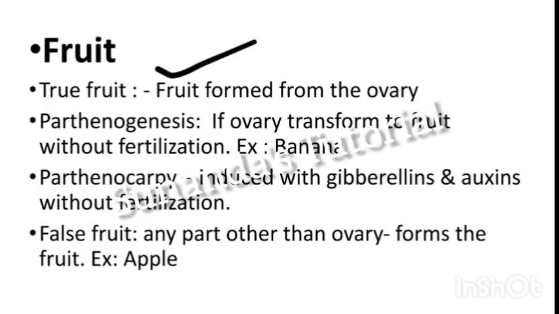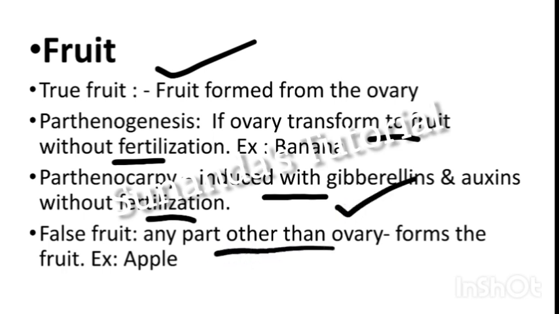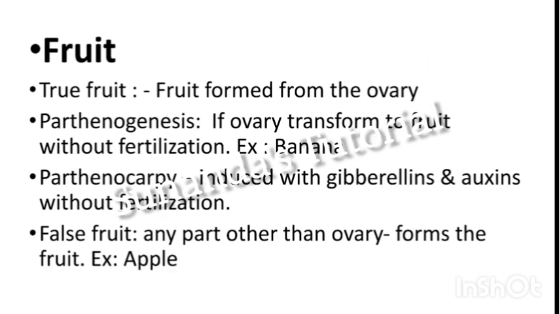There are true fruits. If the ovary is transformed into fruit without fertilization, it is called parthenocarpy, induced with gibberellin and auxin. Then false fruit: when the fruit is developed from any part of the plant other than the ovary, for example as in the case of apple.